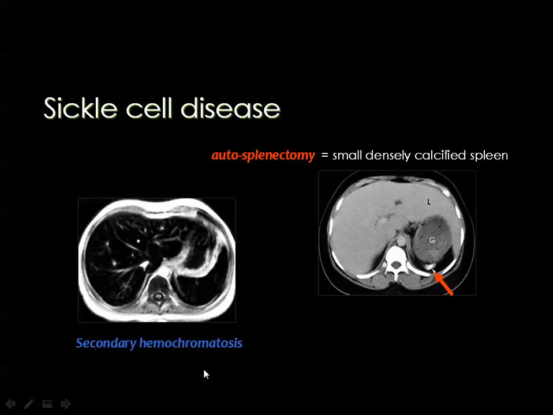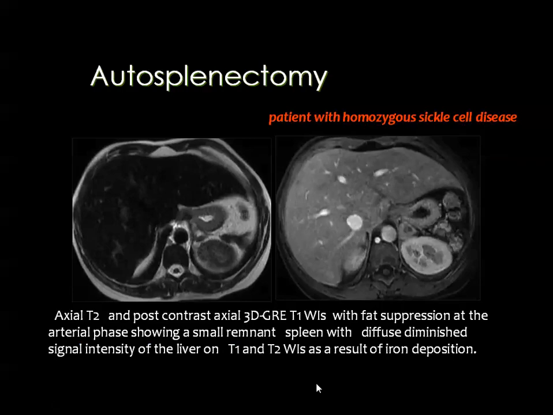And you know that the deposition of iron in the liver and in the spleen may lead to secondary hemochromatosis, and you know this by the marked loss of signal of the liver and the spleen, and you compare this signal by the signal of the muscles. And you know that iron is not deposited in the muscle. If it is in the spleen and in the liver, you compare by the signal intensity of the muscle.